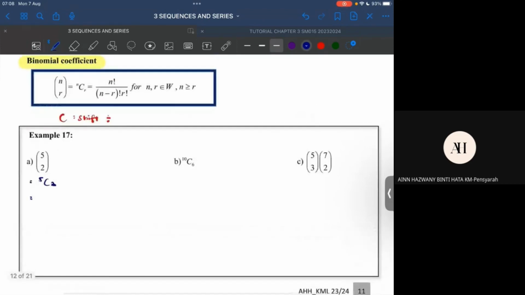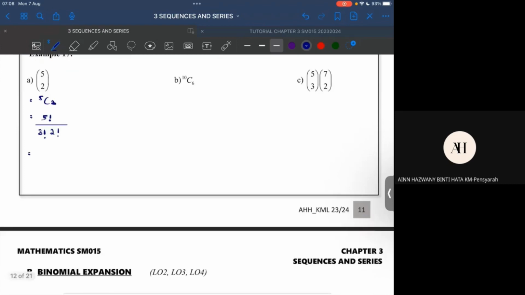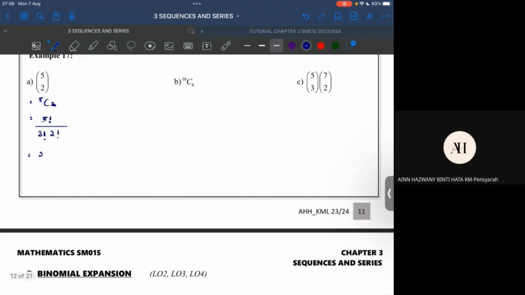So the formula is n factorial, so our n is 5. So 5 factorial over (n minus r) factorial, so (5 minus 2) factorial times r factorial, where r is 2. Okay, so from here you can get your answer. This one, 5 factorial, is 20. The bottom part gives 2, and then we have the answer 10.